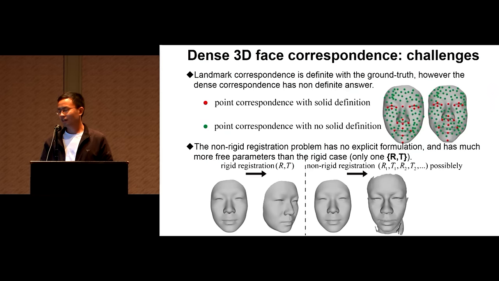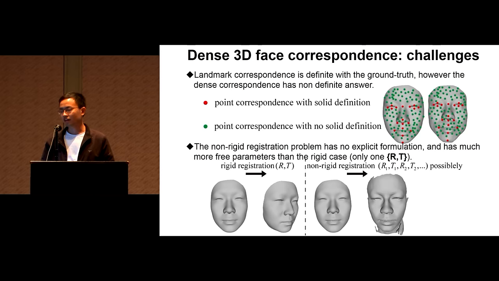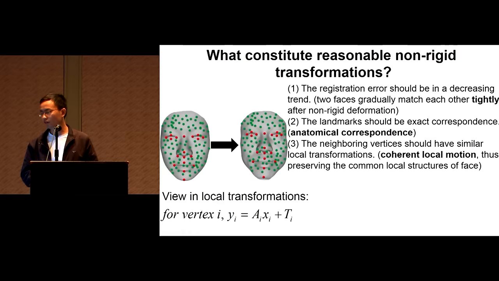Some of the challenges of this task include: first, unlike landmark correspondence, the correspondence of vertices on smooth regions of the face neither has a solid definition nor can be manually picked by humans. Second, the rigid registration process can sometimes be modeled as rigid rotation and translation, but there are more free parameters to solve for in the non-rigid case.